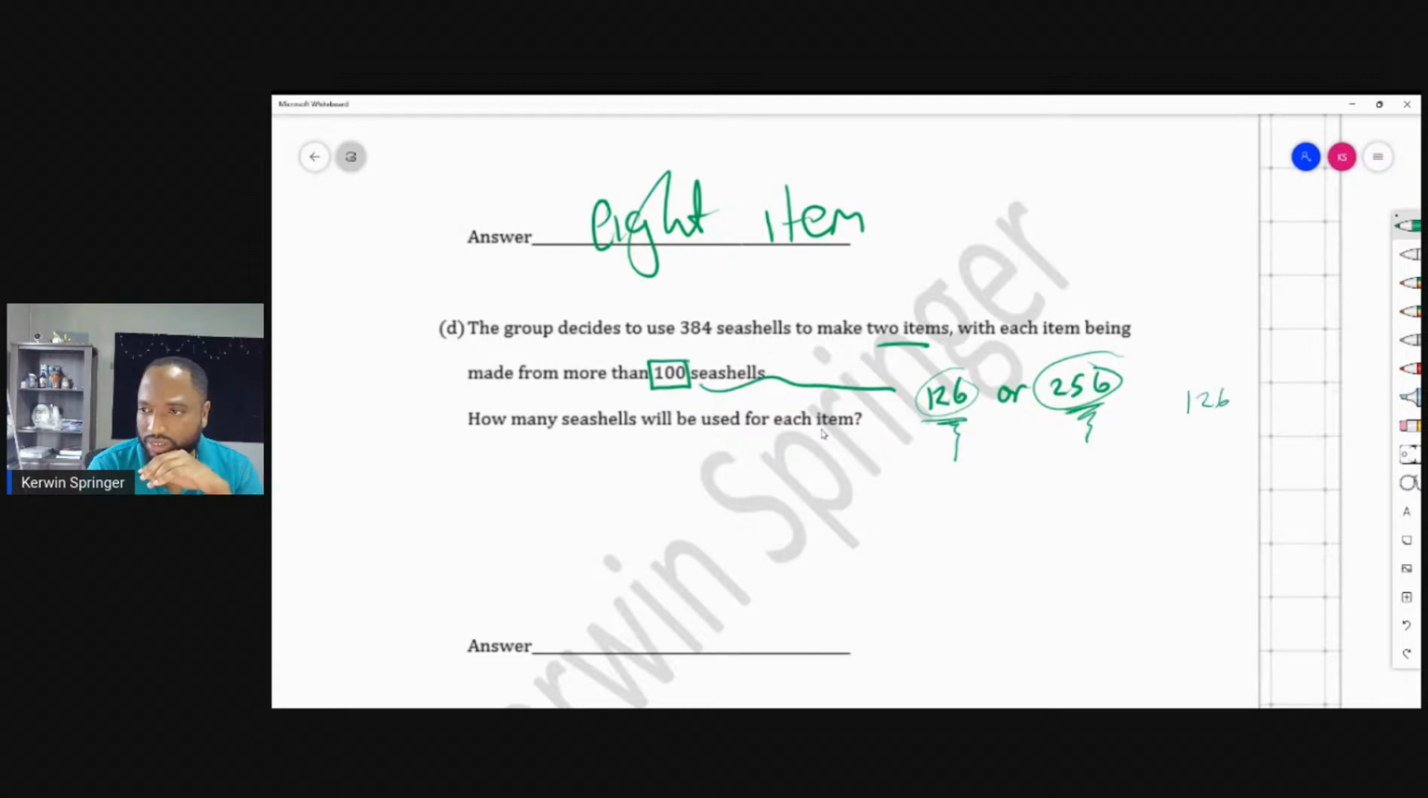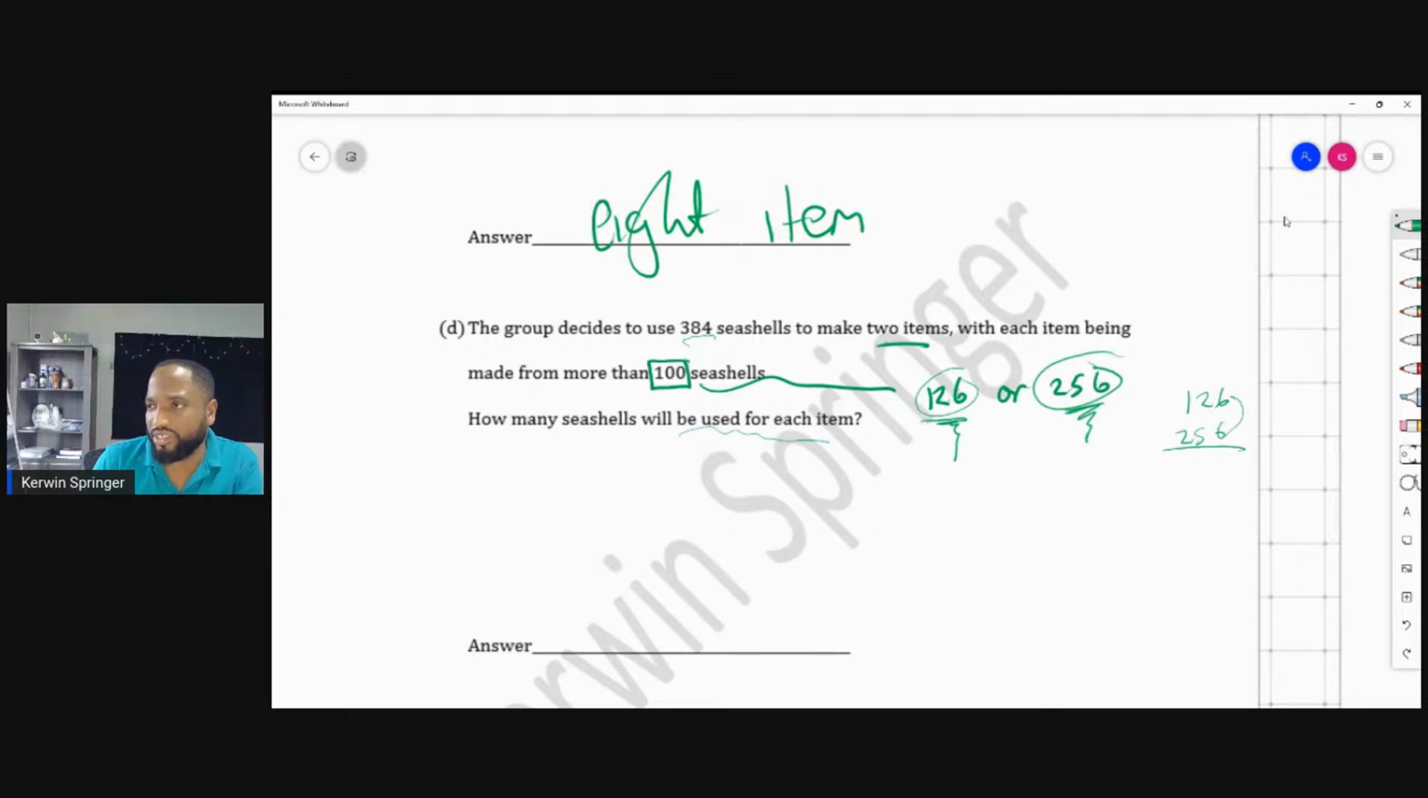128 plus 256. The group decides to use 384 seashells to make 2 items, with each item being made from more than 100 seashells. How many seashells will be used for each item? Division by 2?